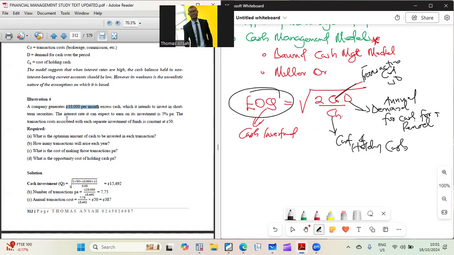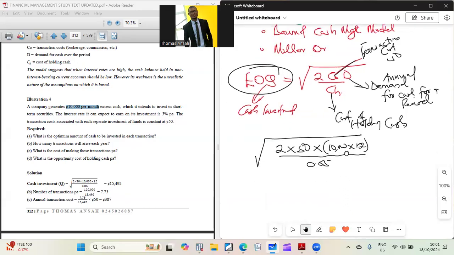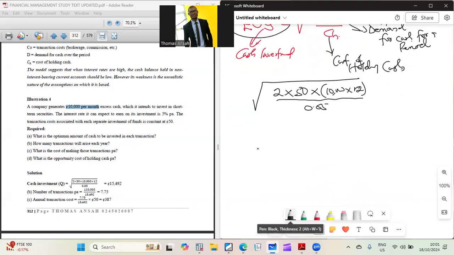Then your 2 is also given. So it's just a simple analysis of 2 multiplied by transaction cost of 50, multiplied by 10,000, which is also for 12 months. All right, so that is that. Then your CH, opportunity cost, is 5%, 0.05. All right, so when you do this, that is where you have your figure, 15,492. So that is what you have. And this is in cedis.